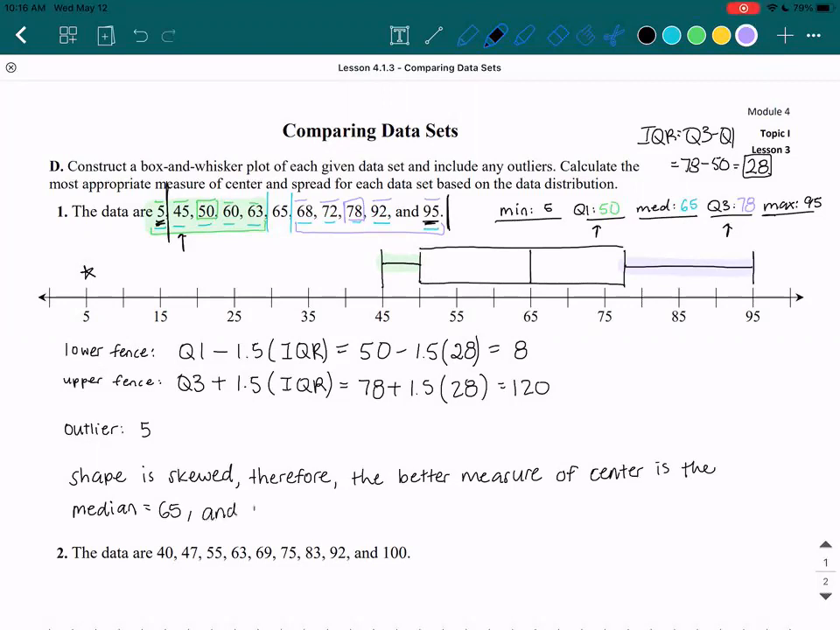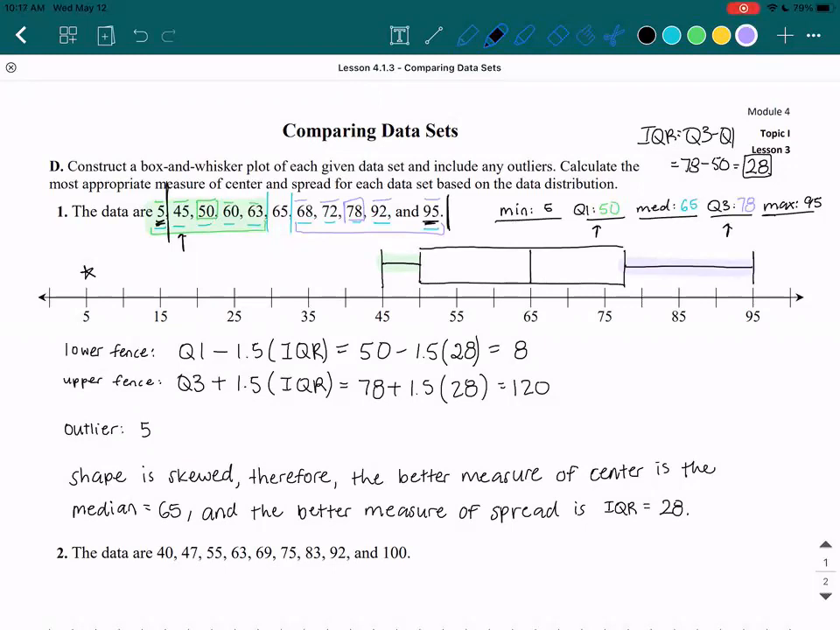And the better measure of spread is IQR, interquartile range. And we already calculated that as well, right over here, where it says 28 in the top right corner. And so I'm just going to write IQR equals 28. And so luckily for us, we don't have to do any extra calculations here because it was a skewed graph.